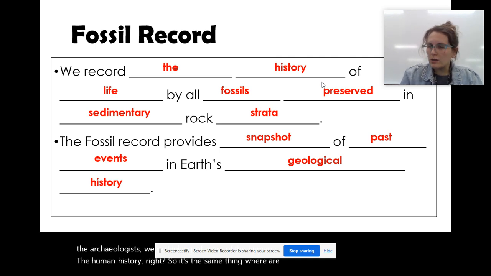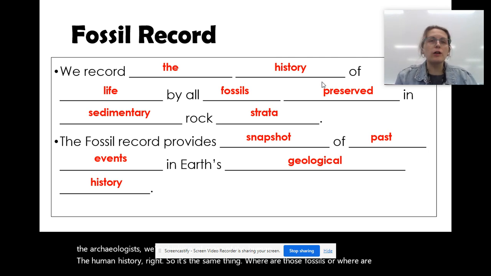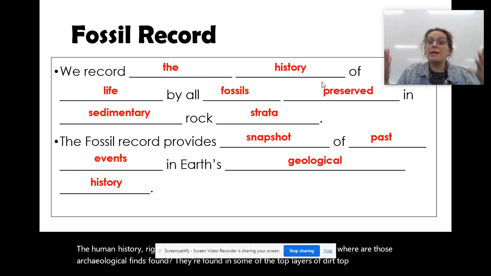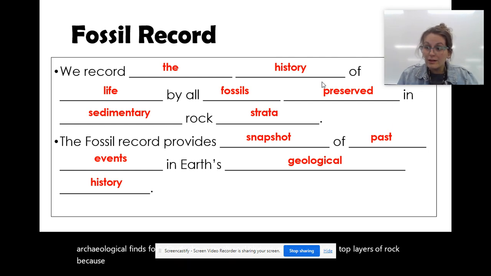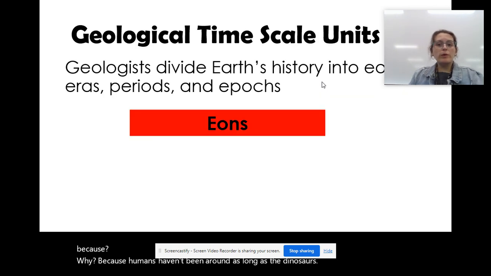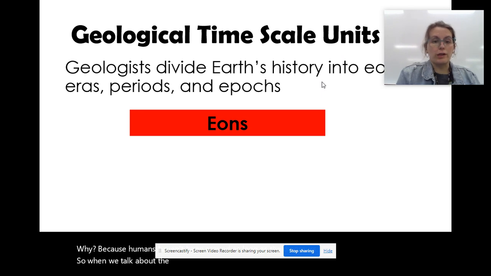Where are those fossils, or where are those archaeological finds found? They're found in some of the top layers of dirt, top layers of rock, because why? Well, because humans haven't been around as long as the dinosaurs. So, when we talk about the geologic scale units, we have them divided into biggest to smallest.